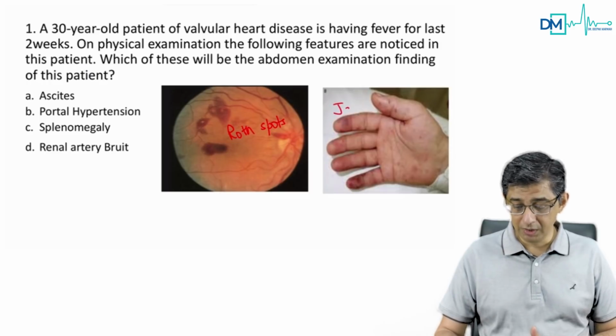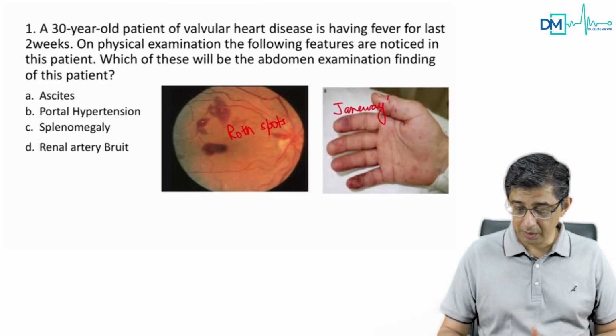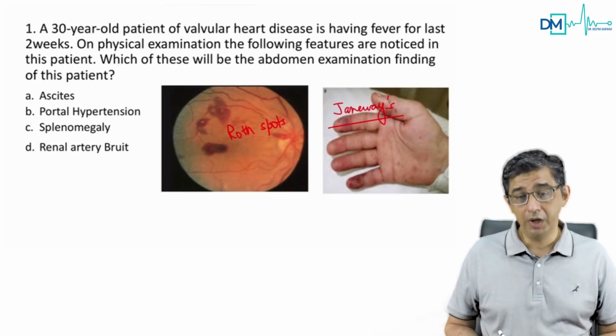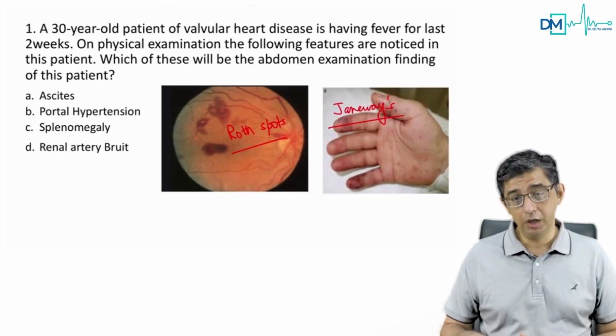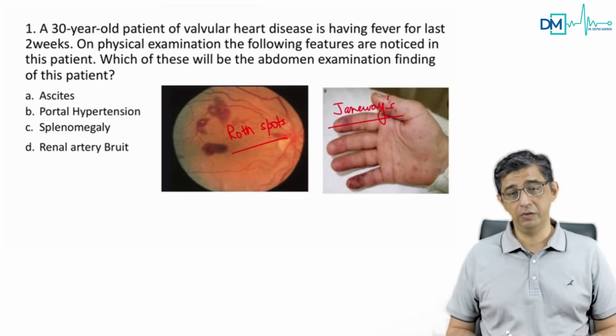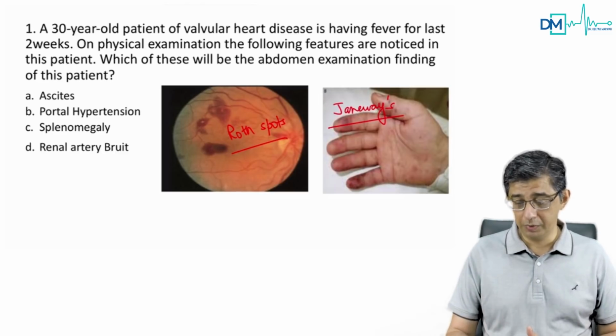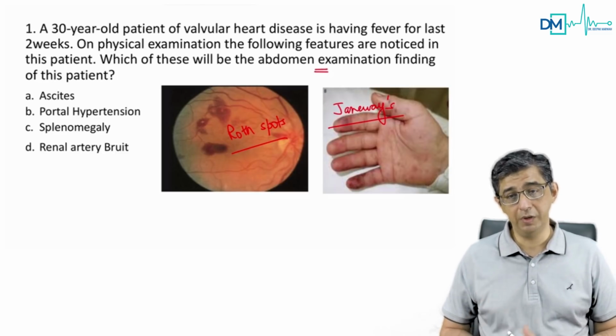Now, in the previous FMG exam, they used to keep questions simple. They used to simply ask you about Duke's criteria, but here he's actually given you two images of the findings of infective endocarditis, and then he has gone a step further. What is asked here is what will be the abdominal examination finding of this particular patient.